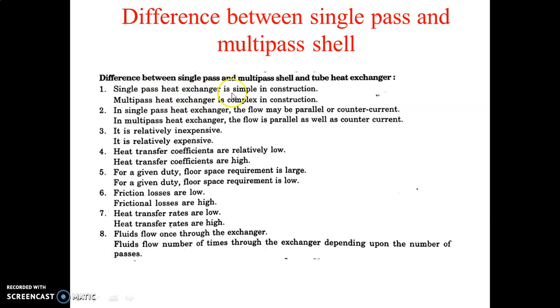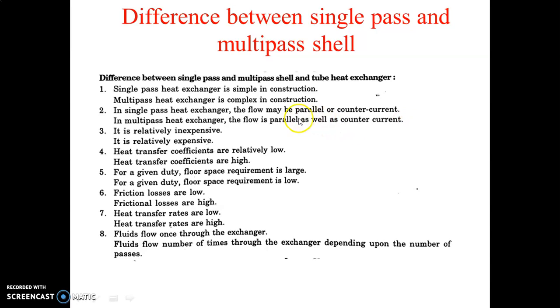Single pass heat exchangers are generally simple in construction. Multi-pass heat exchangers are complex, obviously because we are adding some flow paths or passes in that heat exchanger, so the construction becomes complicated. The second case is not actually a difference: the flow may be parallel or counter current in single pass, and in multi-pass also we can use both flow systems, parallel flow or counter current.